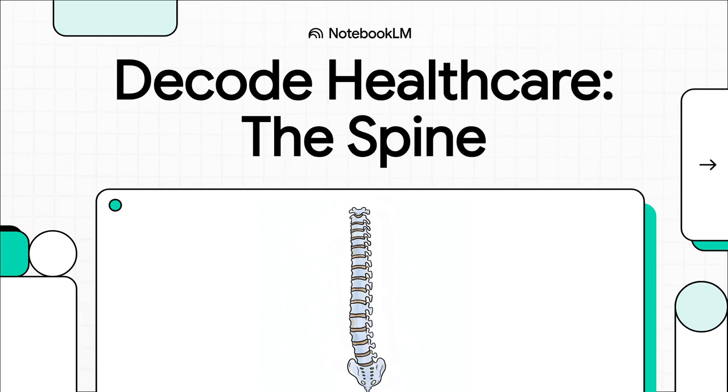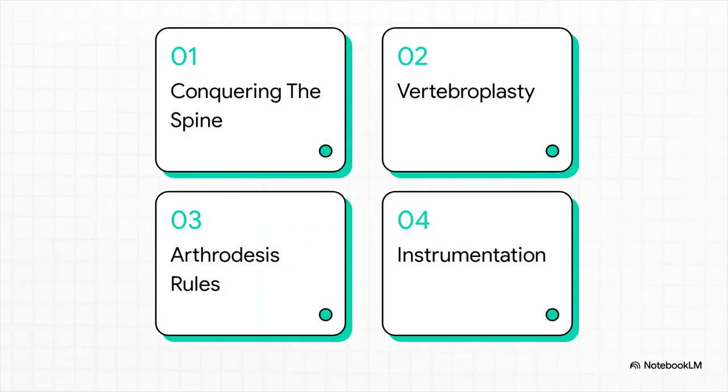In part 4, we took on the thorax, right? But today we're going up against the absolute big boss of the 20,000 series. Yep, we're talking about the spine. Let me tell you, if you can code the spine, you can pretty much code anything. To make this intimidating section a total breeze, we're going to map it out into a few distinct zones. We'll start with conquering the spine in general, dive right into percutaneous vertebroplasty, crack the golden rules of arthrodesis, and finish strong with spinal instrumentation add-ons.